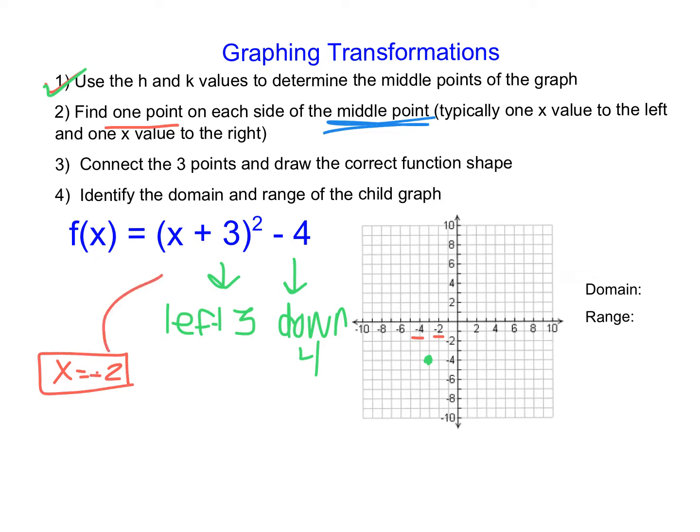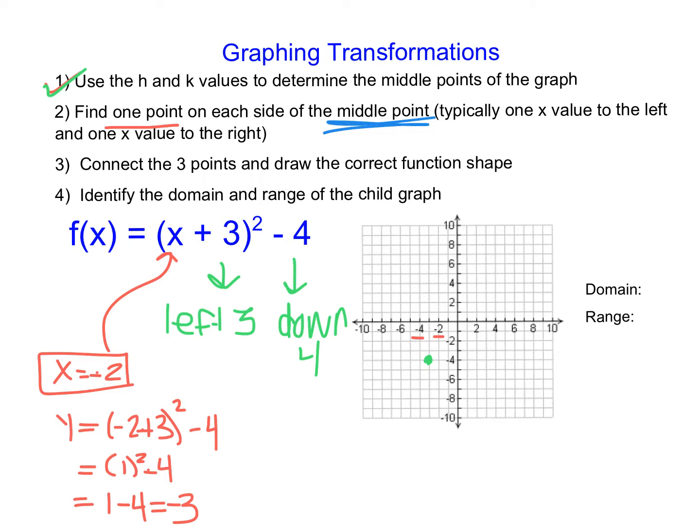And I am just going to substitute that right into my equation. So here, if I substitute in negative 2, I'm going to write y equals, remember f of x is just a fancy way of saying y. So I'm going to write y equals negative 2 plus 3, quantity squared, minus 4. Well, I know that order of operations says I have to do parentheses first. So here I have negative 2 plus 3 is 1 squared minus 4. Then I do my exponent. 1 squared is just 1 minus 4, which is negative 3.